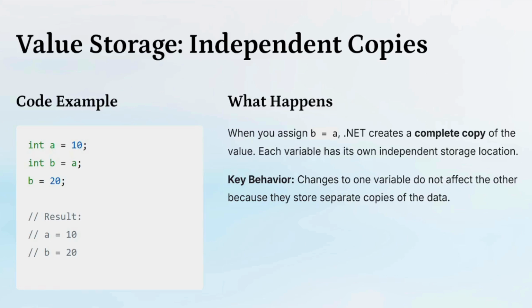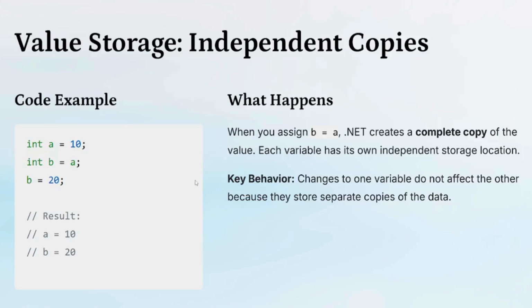Now, let's understand value storage with a simple example. Let's say you have int a = 10 and int b = a. At this point, you might think both are connected, but they are not. What actually happens is .NET creates a separate copy of the value. So now a has its own value and b has its own value, even though both started with 10. Now, if you change b to 20, it doesn't affect a. So finally, a is still 10 and b becomes 20.